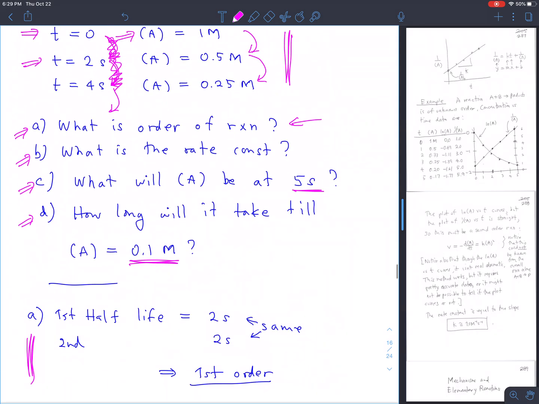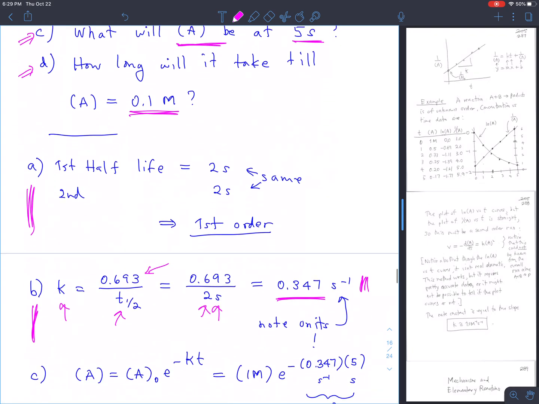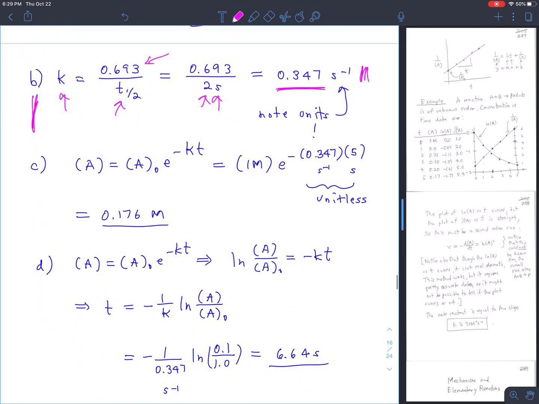Third question, what will A be at 5 seconds? Well, now we know the value of k, so we can use this formula. A is equal to the initial concentration, 1 molar, e to the minus k times time, and putting the numbers into the arithmetic gives us 0.176 molar. So a little bit less, right? This is a little bit longer than 2 half-lives, and this is a little bit less than 1/4 molar, and so that makes sense.